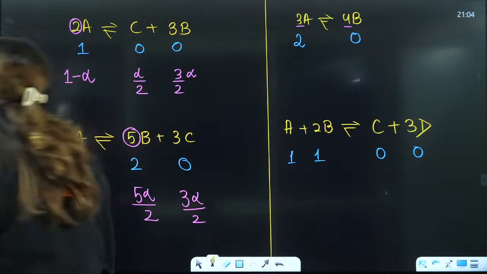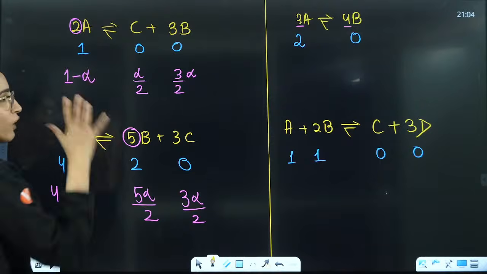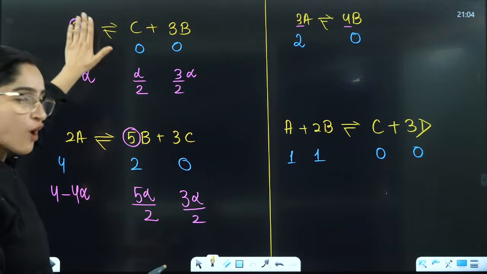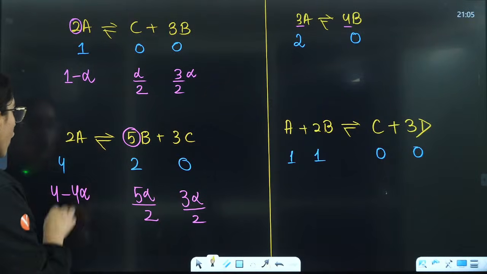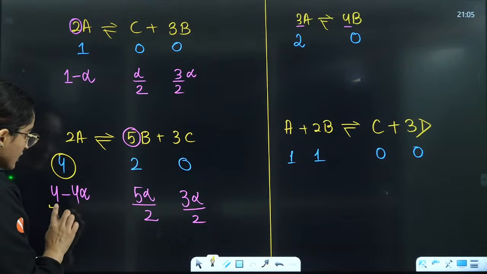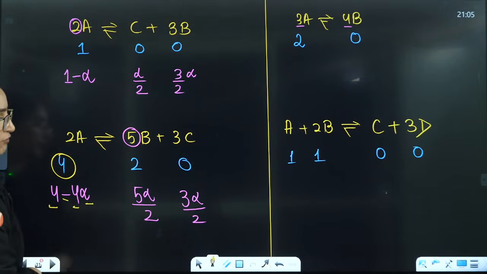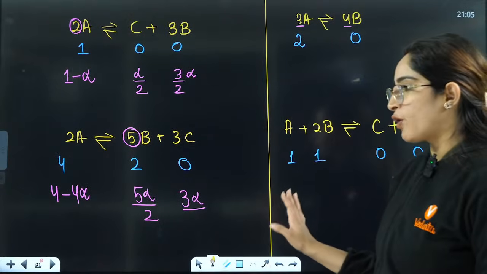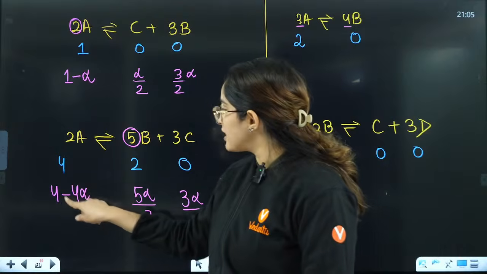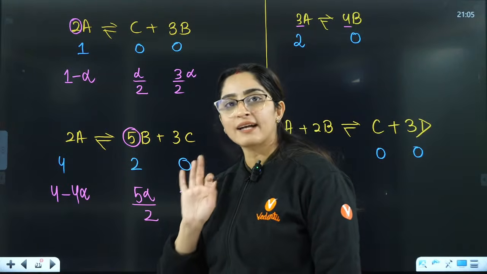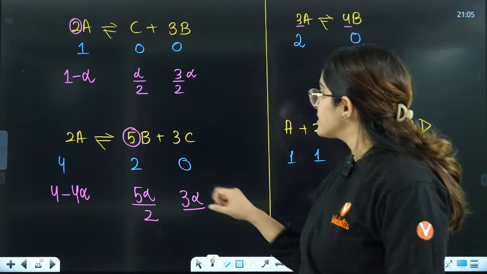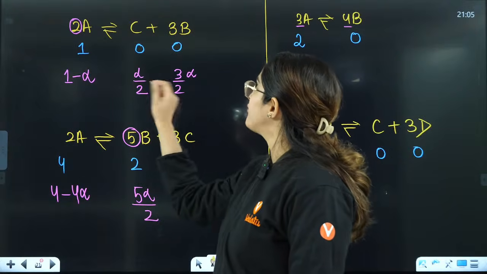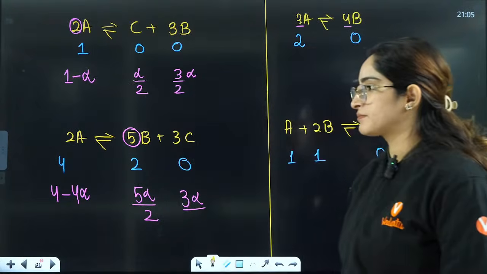See, initial on the reactant side, this is reactant. On the reactant side, whatever is the initial mole, it is initial minus initial mole into alpha. This is what I am saying. On the reactant side, is it clear what we are doing? It is initial minus initial into alpha. On the product side, it is 5 by 2 alpha, 3 by 2 alpha. This was 1 by 2 alpha, 3 by 2 alpha. Okay?